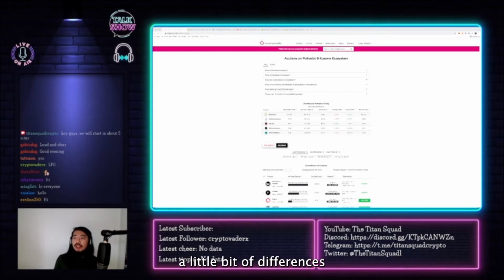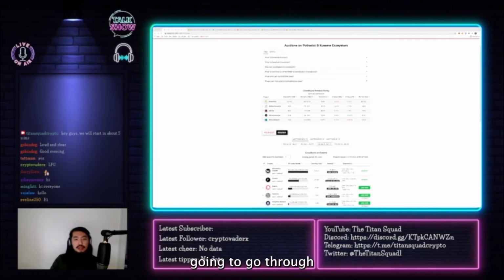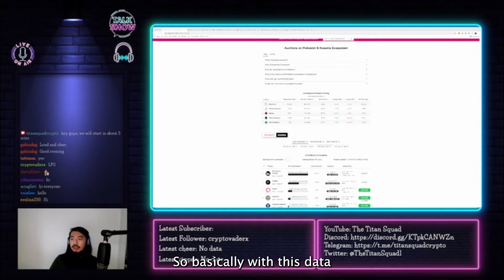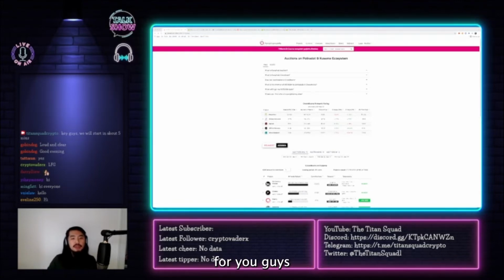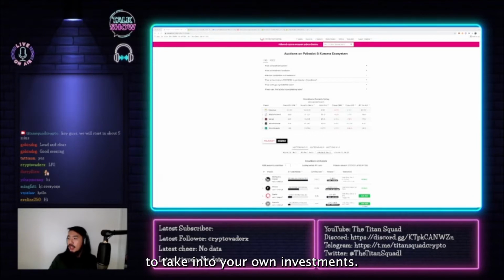So I'm going to go through a little bit of differences between the Kusama and the Polkadot crowd loan. There are two main differences there. Then of course I'm going to go through the implications of it as well. So basically with this knowledge that I'm going to share with you guys, how are you going to take that to your own investments? And then lastly, I'm going to just end off with the conclusion, a little bit of what I'm going to do next, and what are the key takeaways for you guys to take into your own investments.